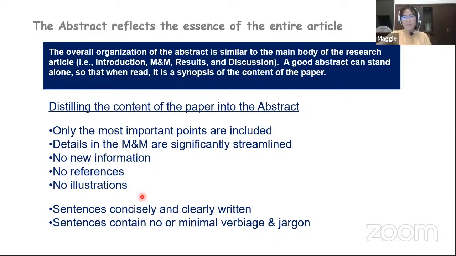So the abstract reflects the essence of the entire study. So make sure that only the most important points are included. Details in the materials and methods are significantly streamlined. No new information, no references, no illustrations. Sentences should be concisely and clearly written. Sentences contain no or minimum verbiage or jargon, because usually the journals will have a word limitation for the abstract, usually 150 to 400. But most of the journals require no more than 250.